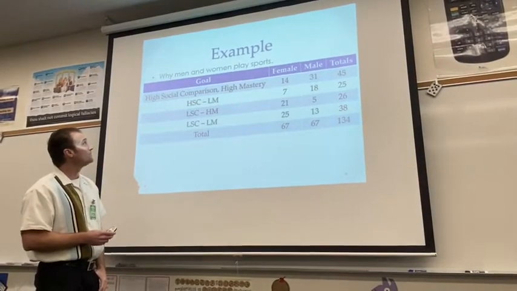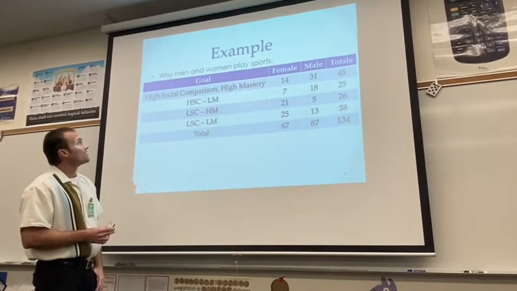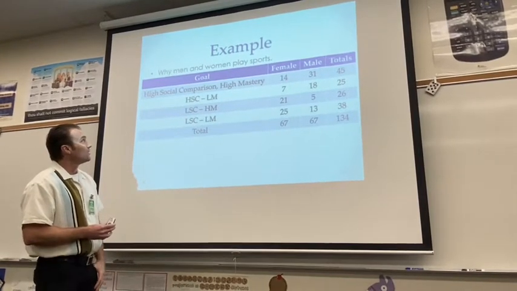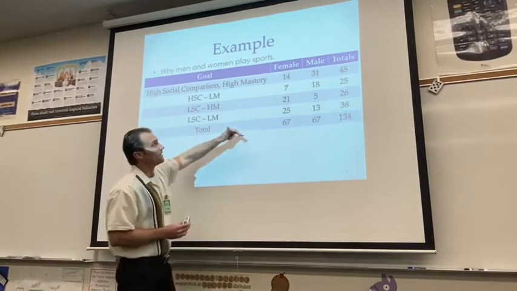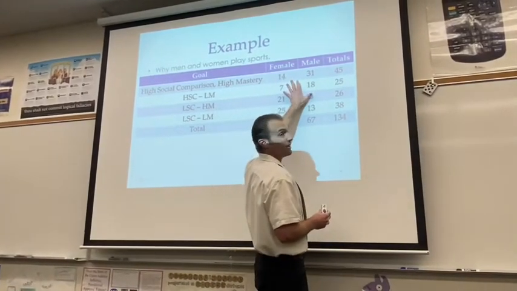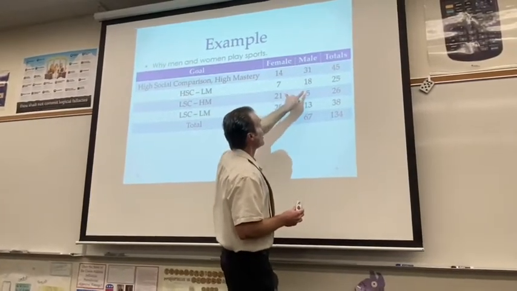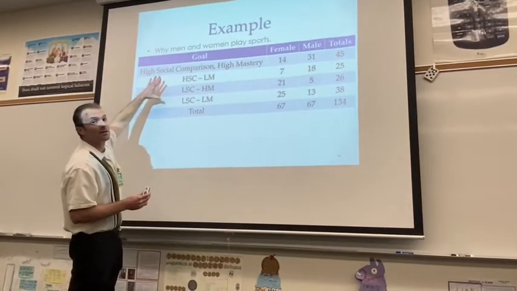All right, let's try a problem. I have some data here on reasons why men and women play sports. So we have different goals, and we've only broken it down by gender. So we have 2 column and 4 row categories.